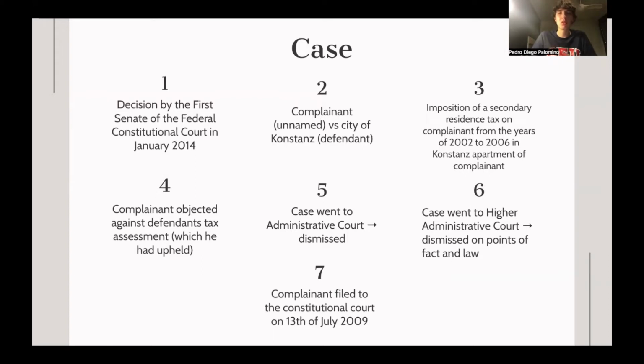between 2002 and 2006. The complainant objected against the defendant's tax, saying that it was digressive, and the case then went on to the administrative court, which was dismissed. It went to the higher administrative court, which also dismissed it, and then finally it reached the Federal Constitutional Court in 2009, and this is the decision that they made.